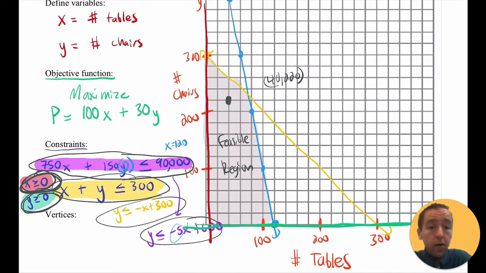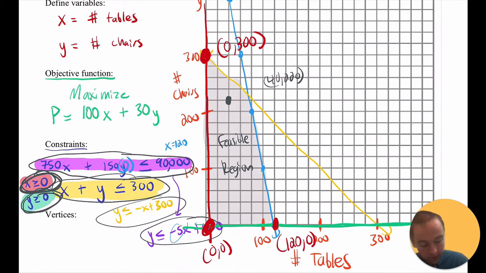Now, it just turns out that when we have a completely bounded region like we have right here, in other words, it forms some sort of closed geometric shape, in this case a quadrilateral, then both the maximum and the minimum of the value of your objective function are going to occur at one of the corner points of this particular region. By corner points, we mean that corner point right there of 0, 300, that corner point down there of 0, 0, and this corner point over here of 120, 0.